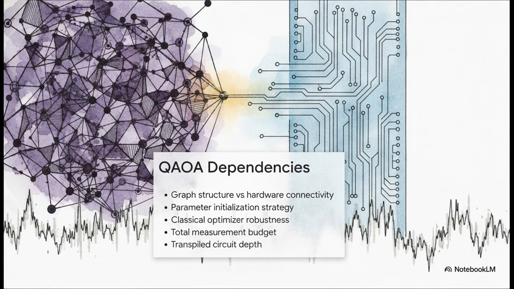Because of that noise, QAOA is definitely not some plug-and-play magic bullet. Its performance relies on a pretty brutal reality check. I mean, a dense problem graph might look mathematically elegant, but if your hardware has sparse fixed connectivity, you'll be forced to insert a massive amount of routing gates just to make it fit. Throw in your parameter initialization strategy, the robustness of your classical optimizer, your total measurement budget, and that transpiled circuit depth, and you quickly realize something. If these aren't managed perfectly, hardware noise is literally going to drown out your optimization.